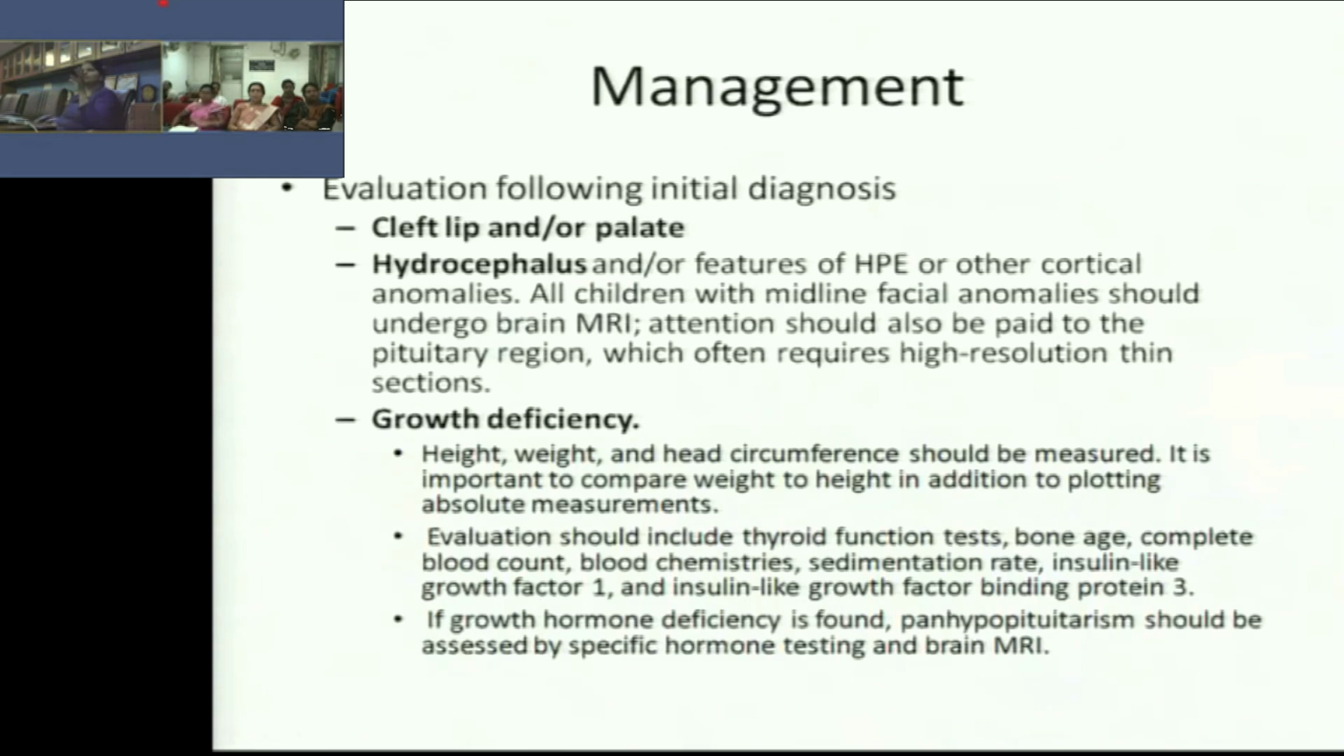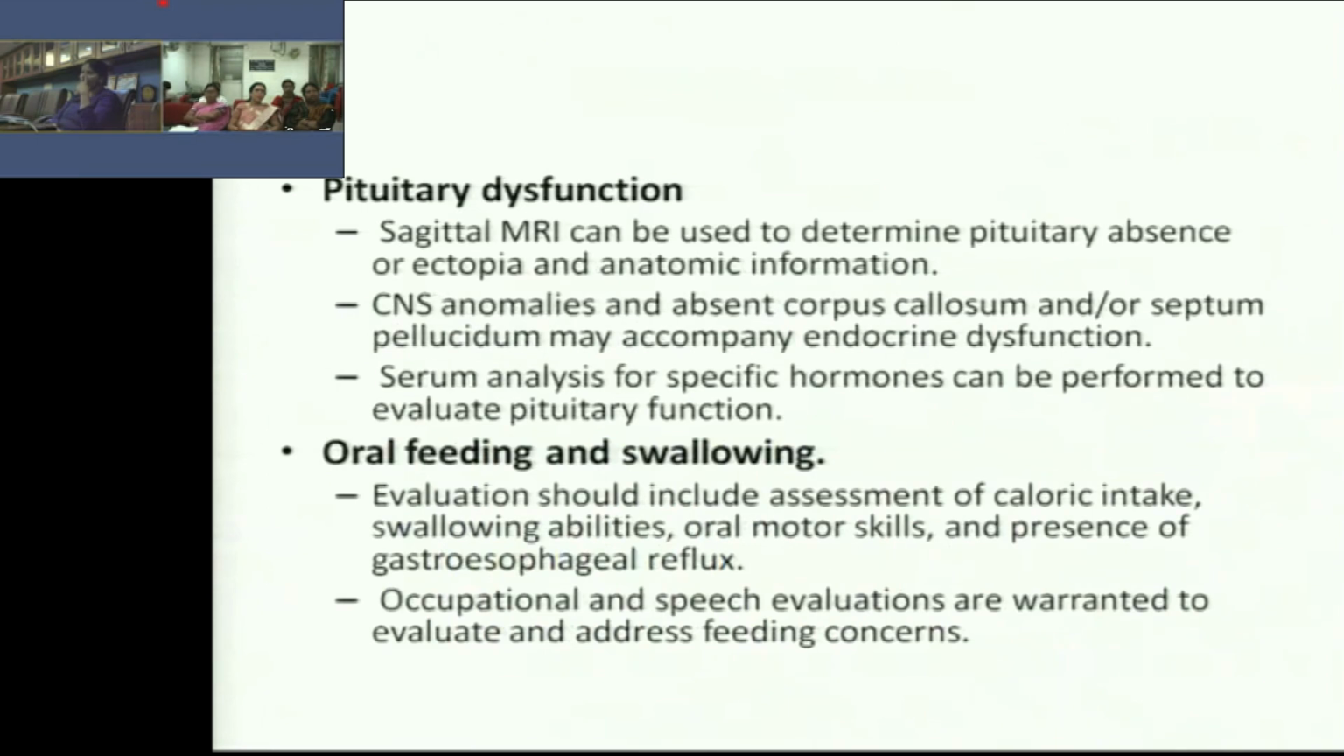Now, management of the associated findings. For cleft lip and palate, we have to prepare for that. The presence of hydrocephalus may require shunting. If associated hypopituitarism is there, with growth deficiency, then growth charting and growth hormone supplementation should be done. For oral feeding and swallowing, we have to take care of calorie intake, and oral motor skills, and occupational and speech evaluation should be done from time to time.